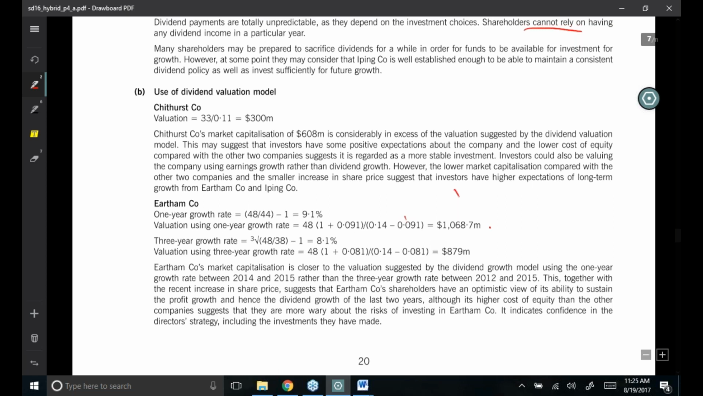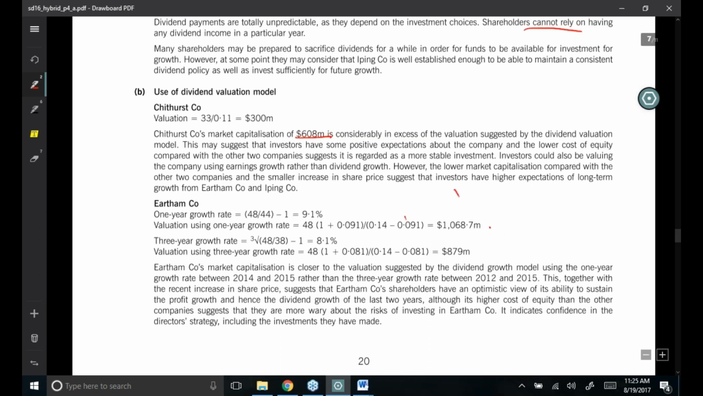the first company. This company is paying 33 million dividend every year. Divided by the cost of capital, its valuation is 300 million. Why have we not taken any growth? Because there is no growth. The company has paid a regular dividend every year, but its actual market cap is 608, which is considerably higher than this 300 million. This suggests that investors have some positive expectation about the company.